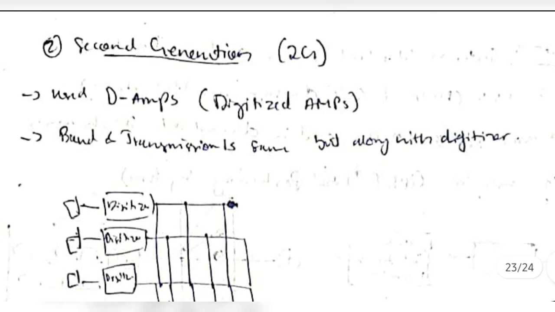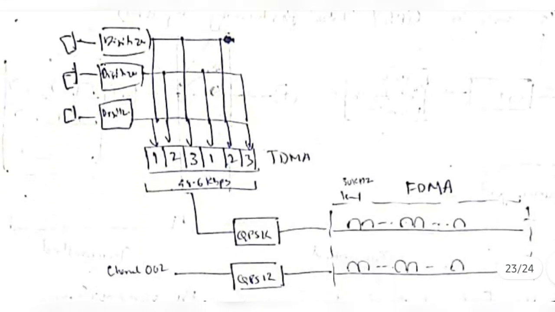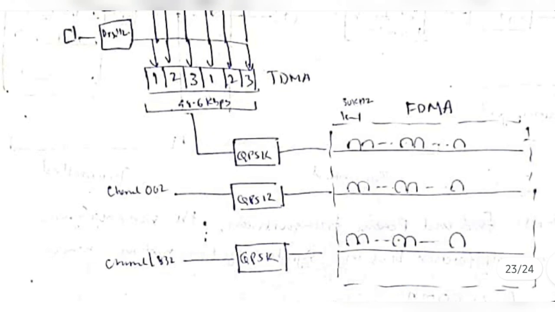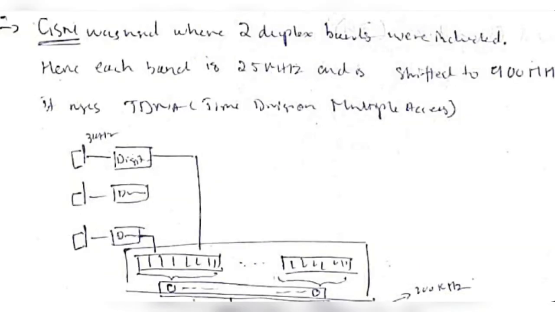And coming to second generation, everything is the same, but the only difference is we'll be using a digitized AMP. For that we'll be using a digitizer which will allocate into different time slots, and here we are using TDMA. We are using both TDMA and FDMA, but first we are using TDMA. What this does is it will allocate different frames to each slot. Here 1 2 3 is a frame, and the same frame is repeated at specific intervals of time. Then we combine this and send it through a main channel.